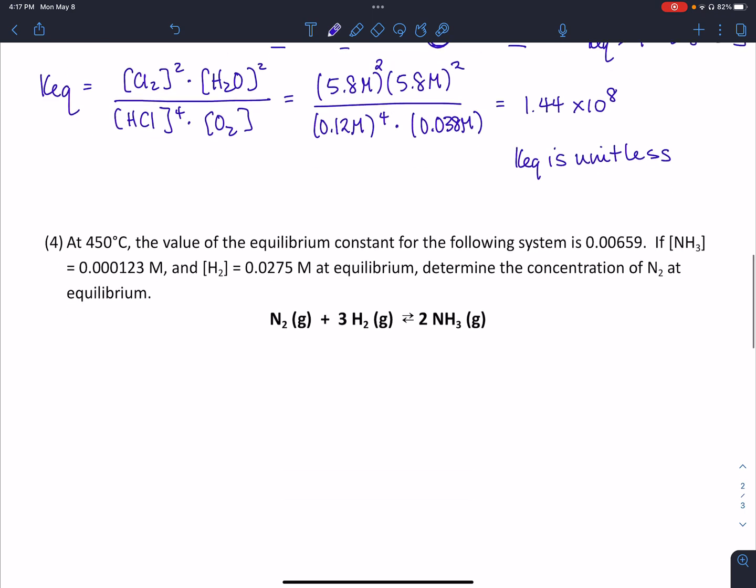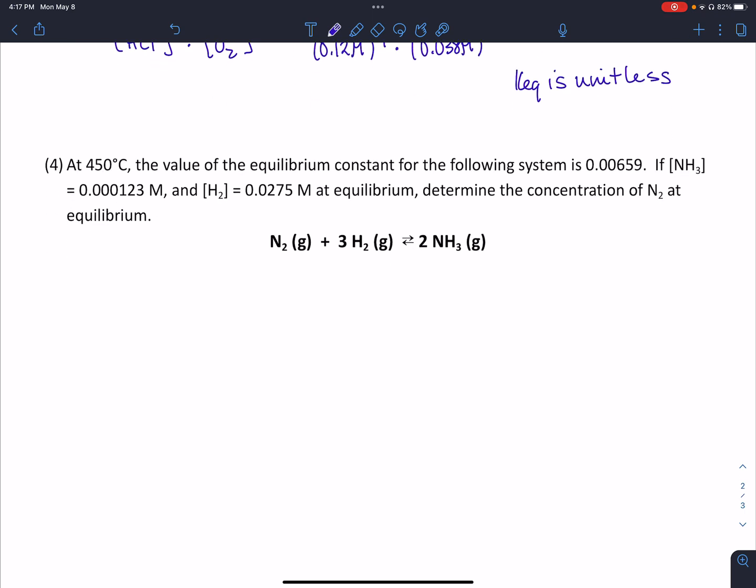All right, very good. For our last problem, at 450 degrees Celsius, the value of the equilibrium constant for the following system is 0.00659. If the concentration of ammonia equals 0.000123 molar, the concentration of H2 is 0.0275 molar at equilibrium, determine the concentration of N2 at equilibrium. So in this case, we know the KEQ value, and we're asked to find one of the reaction components given all of the rest.